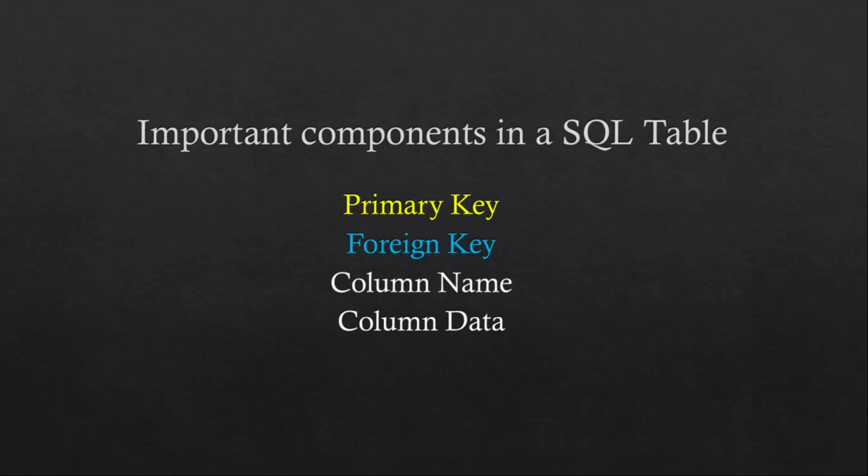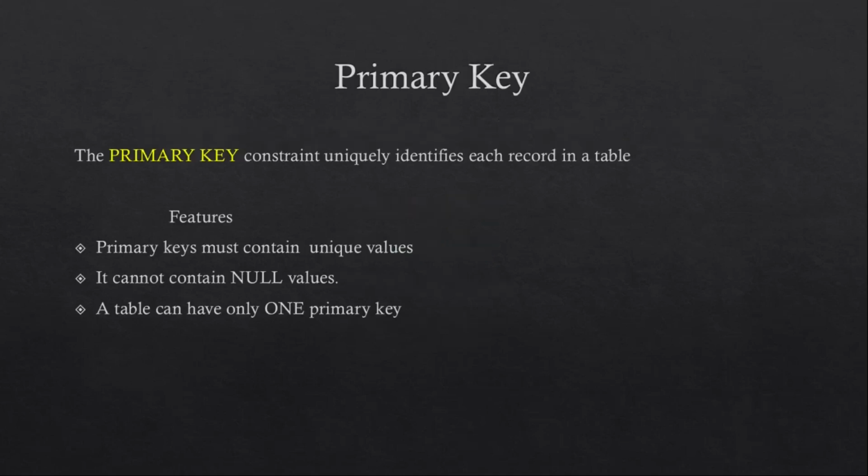Today I will be talking about the components of an SQL table, with emphasis on the primary key and foreign key when you create a table in your database. The primary key constraint uniquely identifies each record in a table. What your serial number would do in your regular table is what the primary key is doing here.